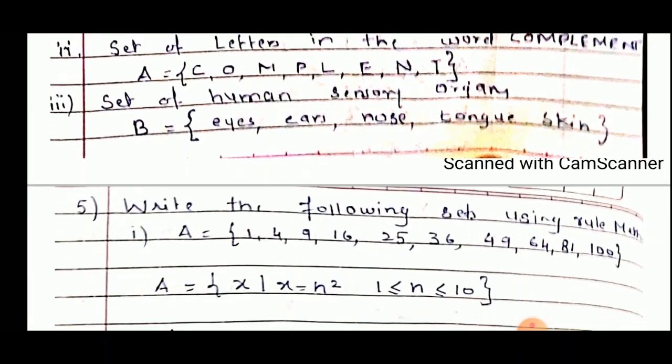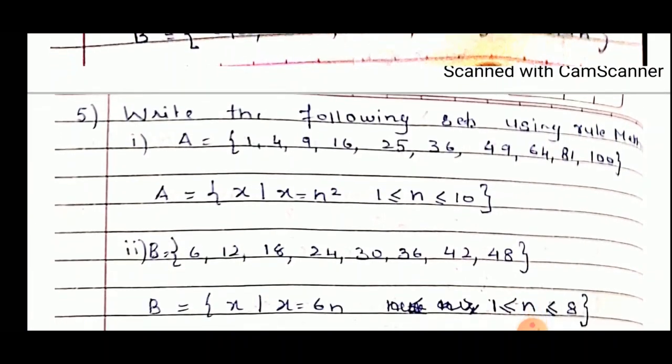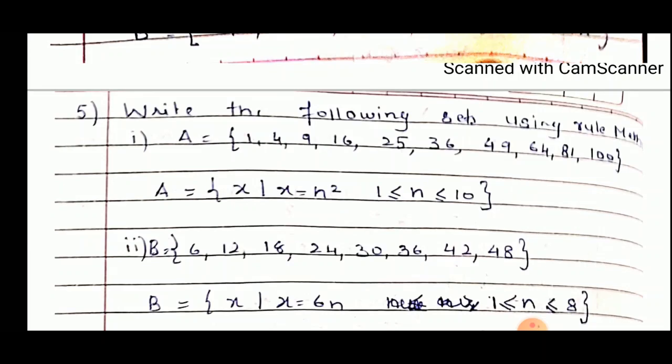Then next we will see the fifth sum now. Write the following sets using rule method. Now in rule method, see the set A. Set A has got the elements 1, 4, 9, 16, 25, 36. These are all the squares of the numbers. So how you will denote them? A is the set of all x such that x is equal to n square and n is greater than or equal to 1 and less than or equal to 10.